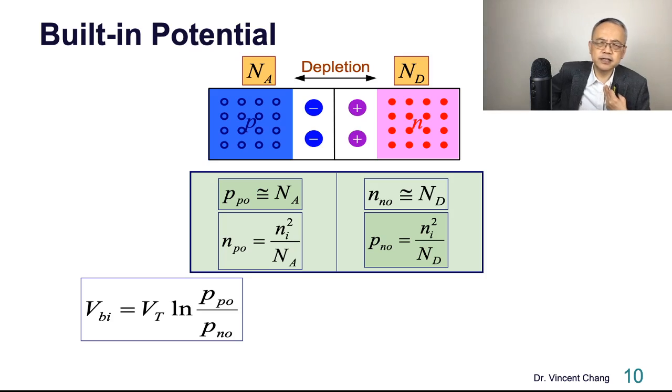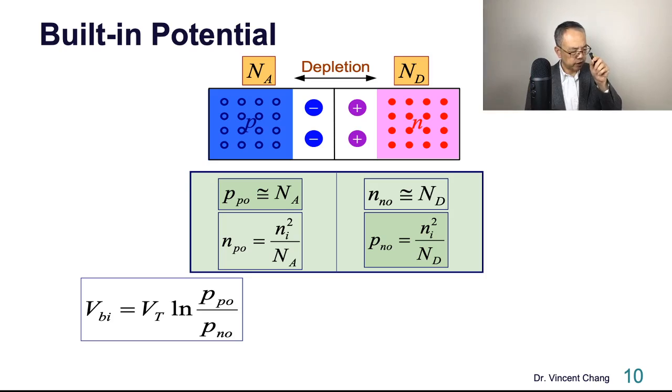Am I going too fast? The second subscript, o, means the thermal equilibrium condition. And the first subscript means the type. So the first subscript p means the p-type. In thermal equilibrium, the p-type semiconductor has the big P, the hole carrier concentration. The second, in thermal equilibrium, the p-type semiconductor, the big N, is the minority electron carrier concentration.